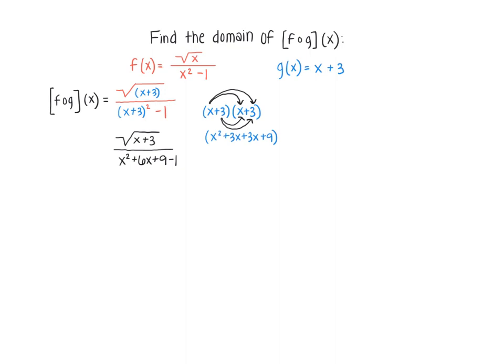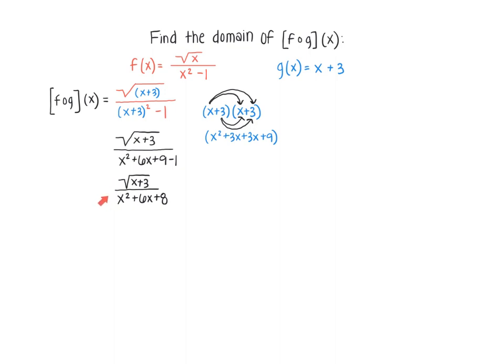So I'm going to go ahead and finish off this equation by combining like terms in the denominator. So I see that I have a 9 and a 1. I can go ahead and put those together. So I end up with x plus 3 in the numerator, and my denominator becomes x squared plus 6x plus 8. So looking at this final equation right here, I have to find the domain of this equation.